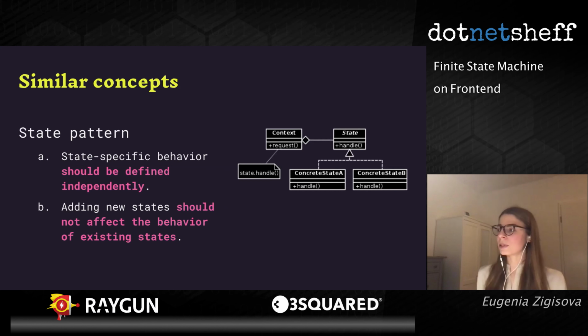And there is one similar concept, which one of my teammates, who is a backend developer, shared with me. I haven't dived into the details of how exactly it works, but I liked very much how they state the problems they are trying to solve with this state pattern. The first one is that state-specific behavior should be defined independently, and adding new states should not affect the behavior of existing states. And I think this is what a finite state machine on the frontend also solves.